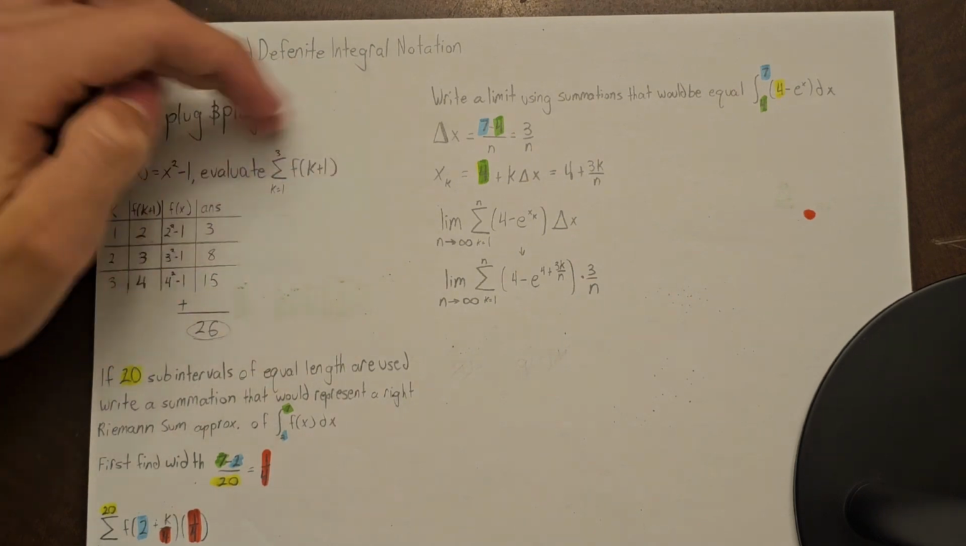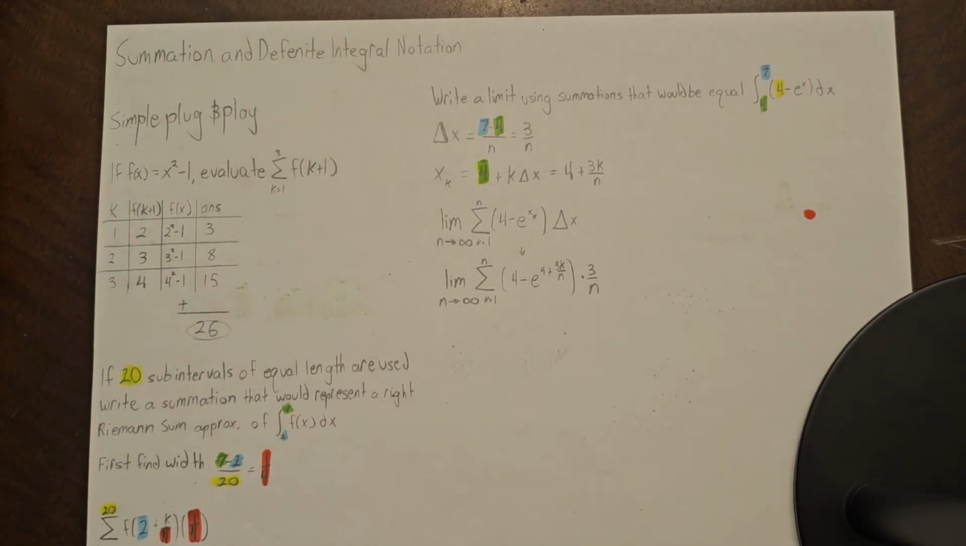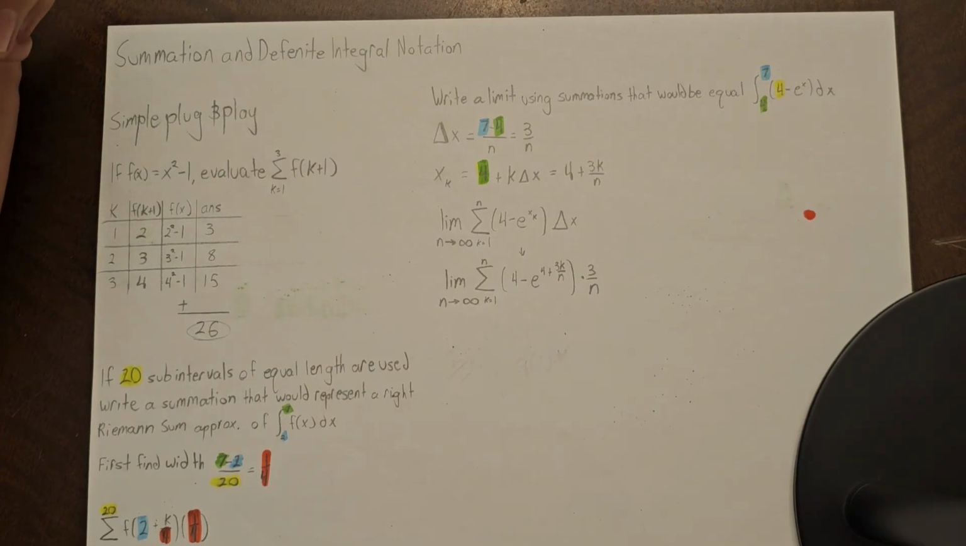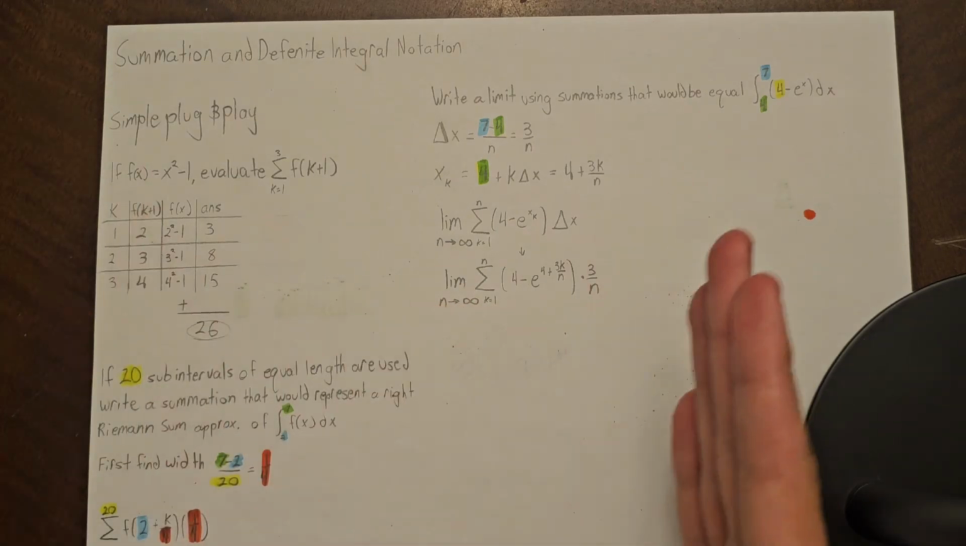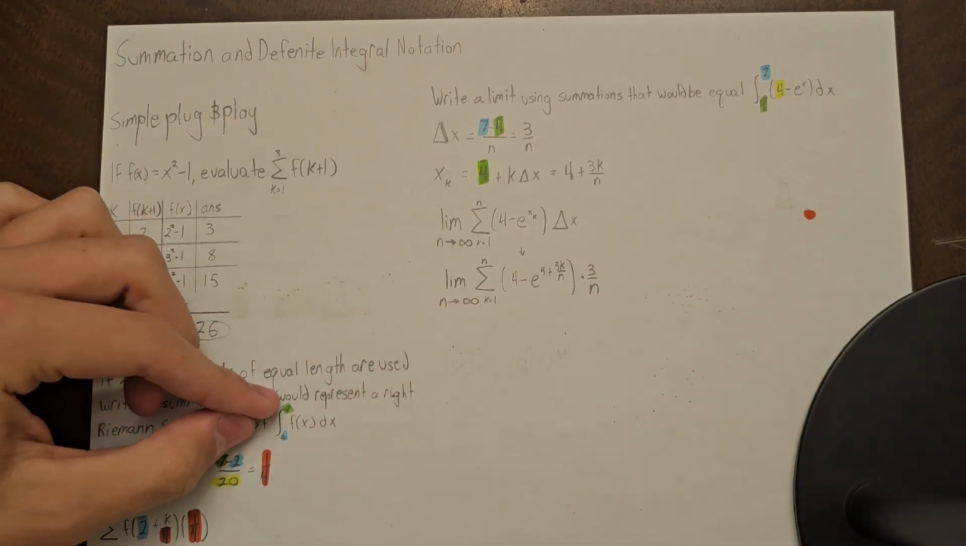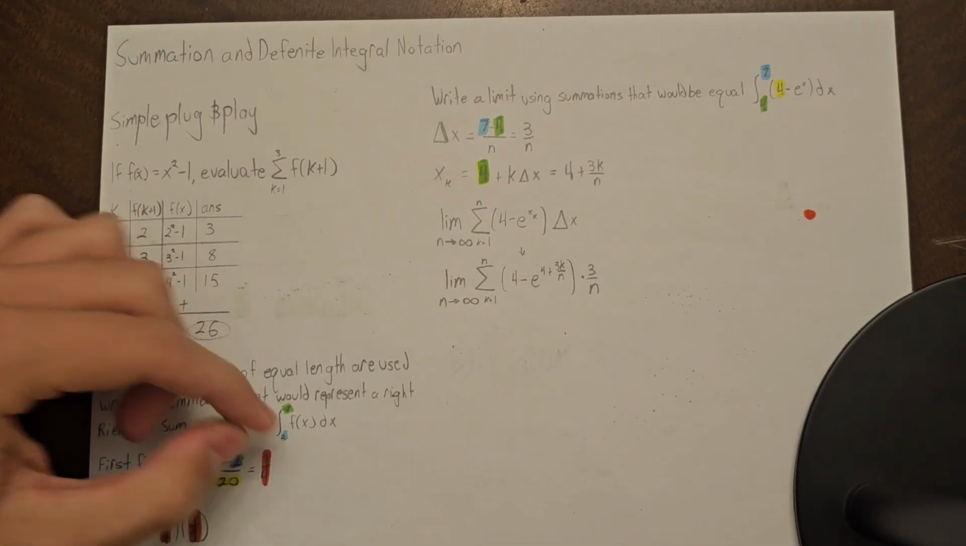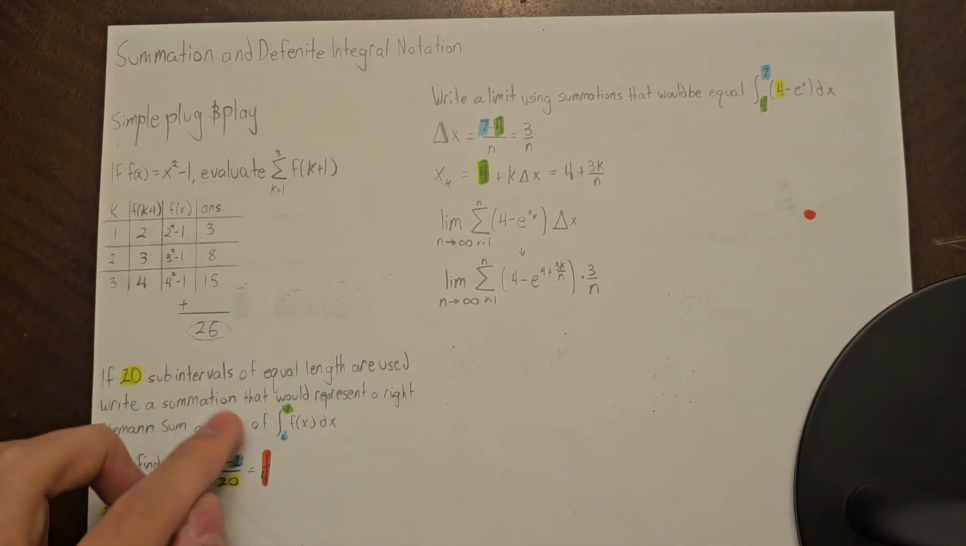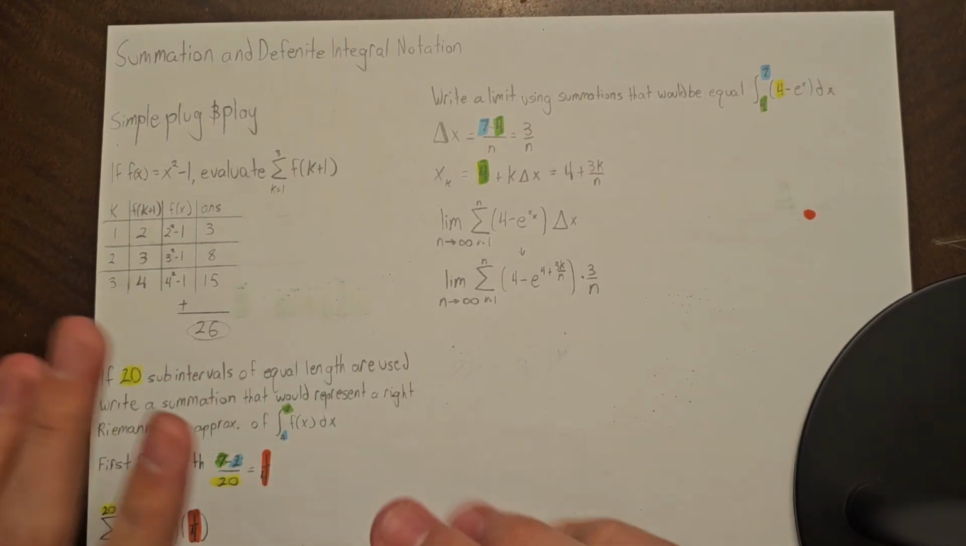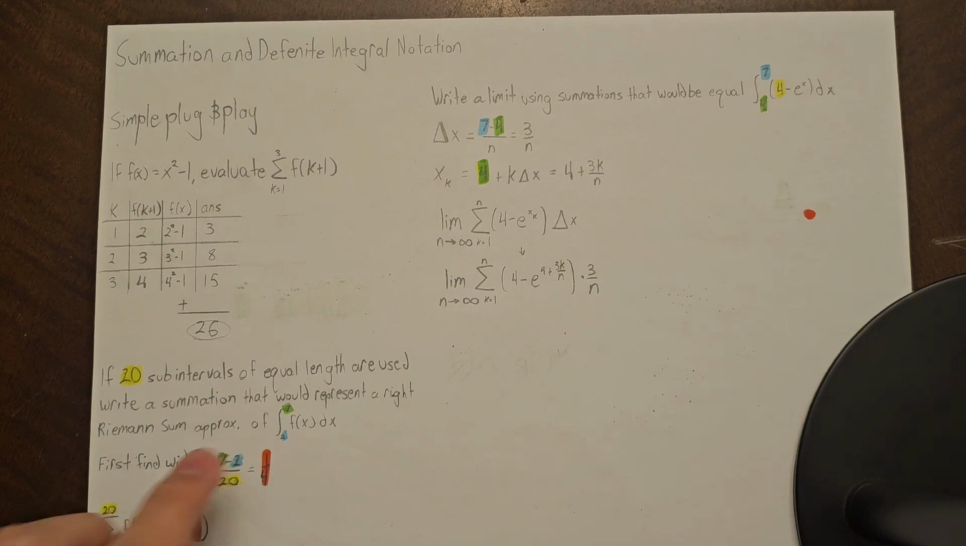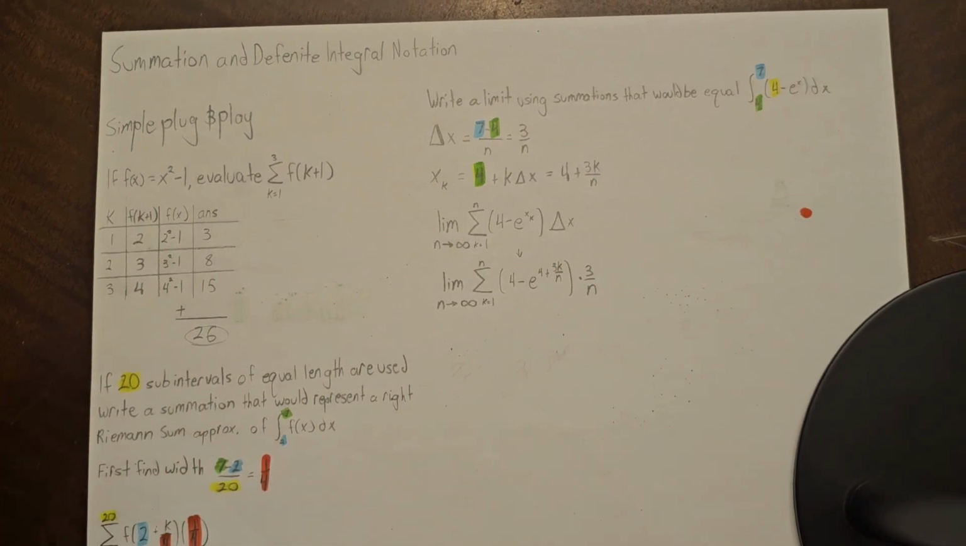Now, let's say you're trying to construct one of these. The question might ask you, if 20 subintervals of equal length are used, write a summation that would represent a right Riemann sum approximation of the integral from 2 to 7 of f of x dx. So first you need to find the width of all your subintervals, and that's going to be the top of your integral minus the bottom of your integral over your amount of subintervals. So I have 7 minus 2 over 20, and that gets me 1/4. That's what I've highlighted in red if you can't see.